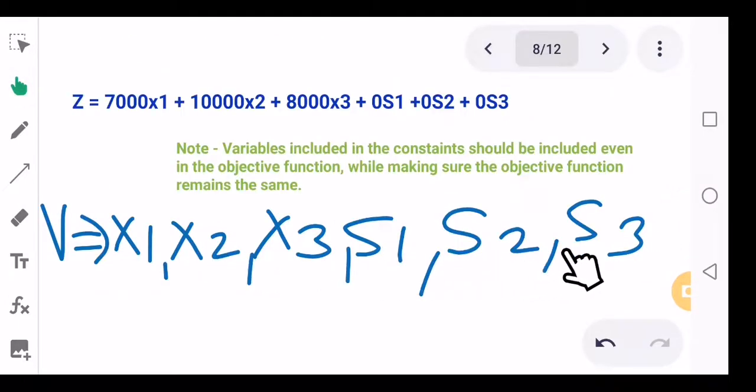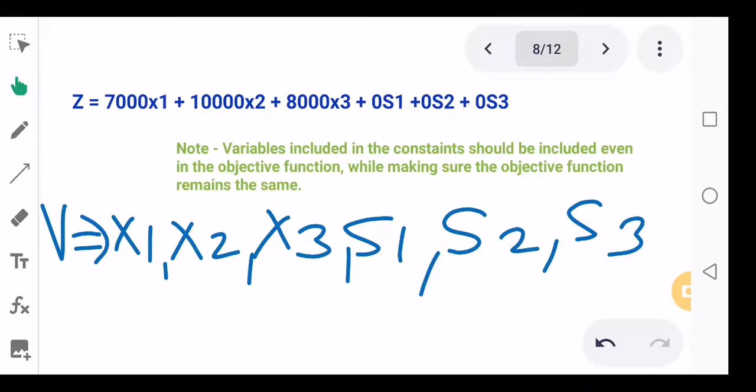Okay, out of these 6, some of these we have to consider to be 0, and for some we need to give some values. It's basically a trial and error method. We are just trying out with some value first. If it doesn't work out, we are going to try with something else to reach the optimal solution.